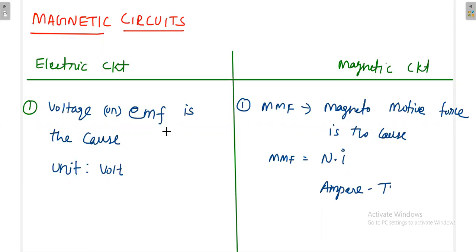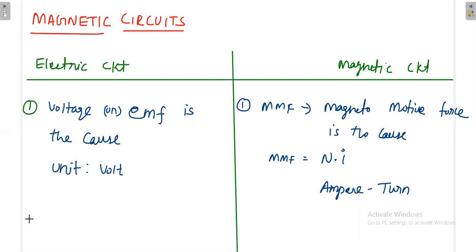So voltage is the source of the electric circuit, whereas current is the source of the magnetic circuit. Or rather than just current, it is N into I, how many number of turns there are. NI, or otherwise another name is magnetomotive force.